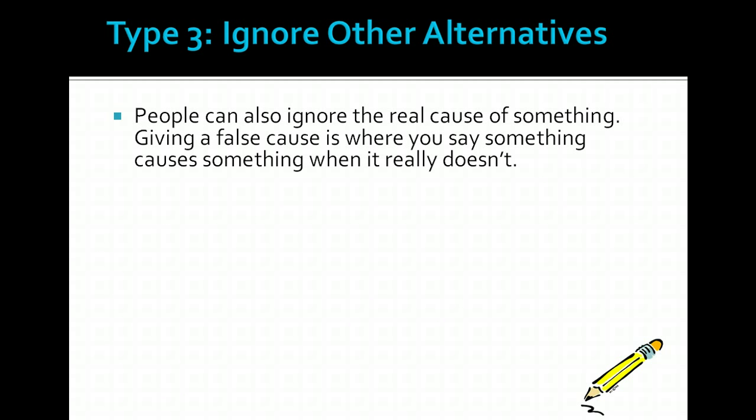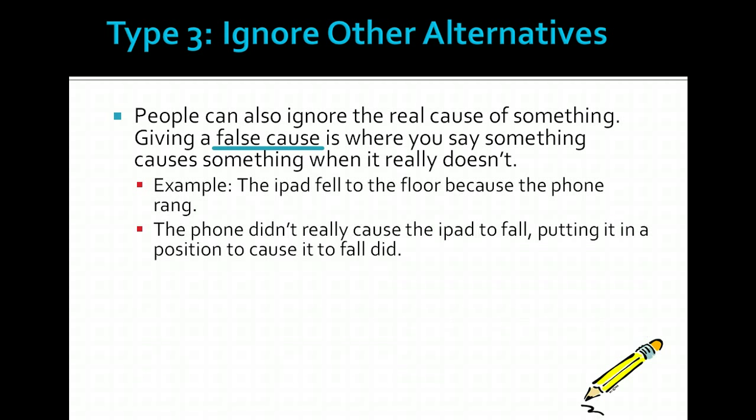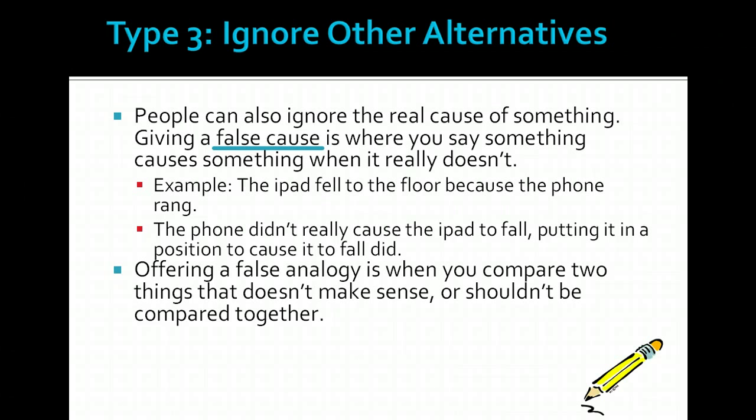Okay, people can ignore the real cause of something. Giving a false cause is where you say something causes something when it really doesn't. So, the iPad fell to the floor because the phone rang. Well, the phone didn't really cause the iPad to fall. Putting it in a position to fall is what caused that. So false cause, we need to be watching out for that.